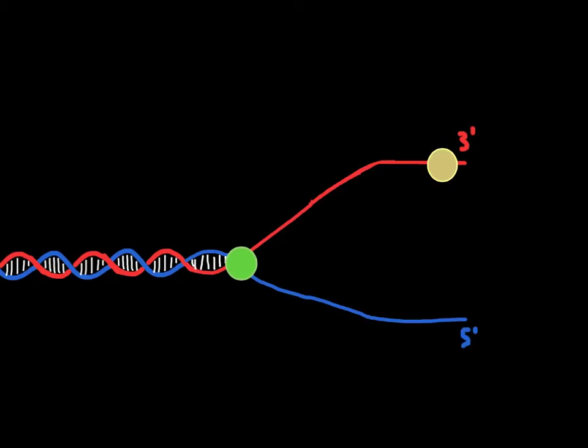The leading strand is synthesized in a 3' to 5' direction towards the replication fork by DNA polymerase III.